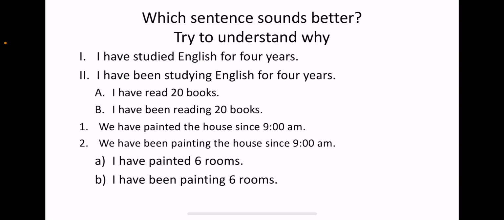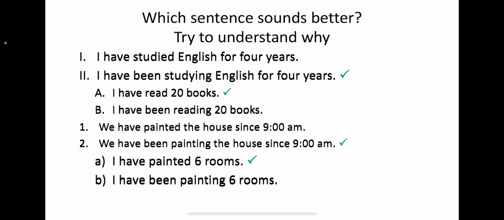Now, both options are totally correct. You can decide any of them, but let's understand why one of them sounds better than the other. If I had to choose for the first 2 options, I would choose the second option: I have been studying English for 4 years. In the letters A and B, I would choose A: I have read 20 books. With numbers 1 and 2, I would choose we have been painting the house since 9 in the morning. And for the last couple of sentences, I would choose I have painted 6 rooms.